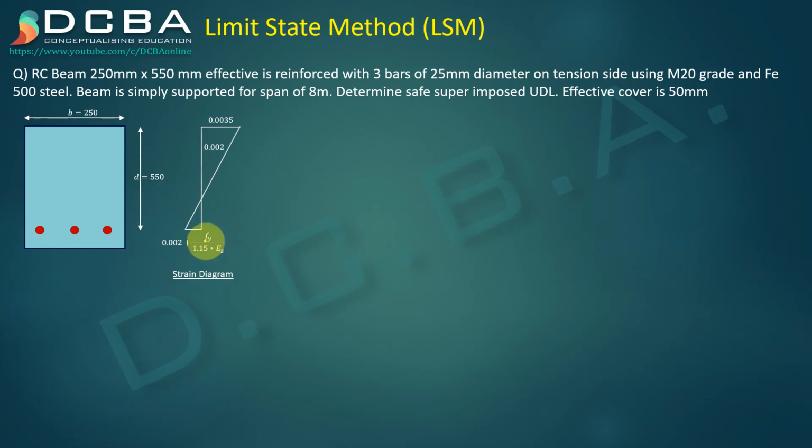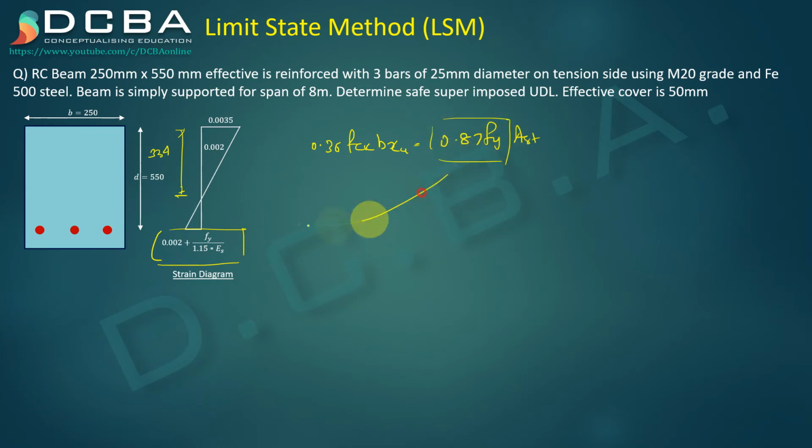So the XU that we found previously, something like 334, some value was there, right? I don't remember it exactly. This XU was found when the strain in steel was this, because we had equated 0.36 FCK B XU is equal to 0.87 FY AST. When is this 0.87 FY?